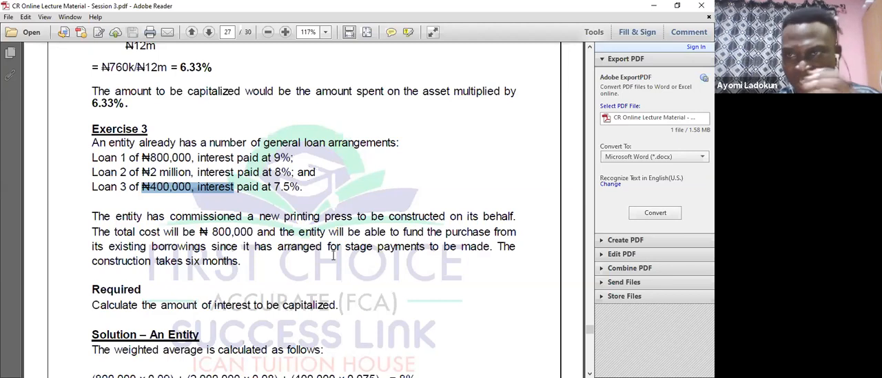So I will get a rate. The rate I get, I will now multiply it. I will calculate it on this 800,000. But take note, we were told that the construction takes 6 months, okay? It's not the whole year. So I'll now say the rate I got multiplied by 800,000 multiplied by 6/12. So the amount I get is my borrowing cost. I will now add it back to the cost of the asset, which is that 800,000.